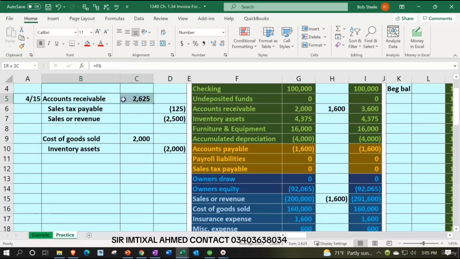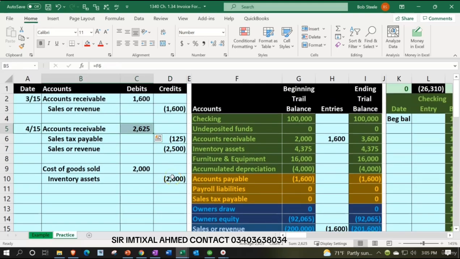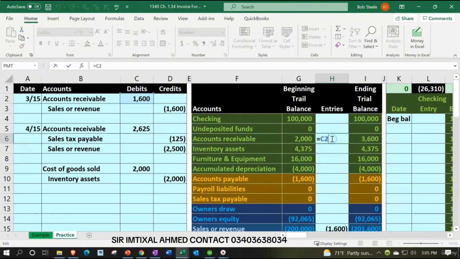So we're going to say inventory is up top. Accounts receivable. Something's in accounts receivable, so I'm going to double click on it, go to the end of it, say plus, point to that 2,625 and enter. It goes up again to that 6,225. The sales tax payable is going to be down here in sales tax payable.